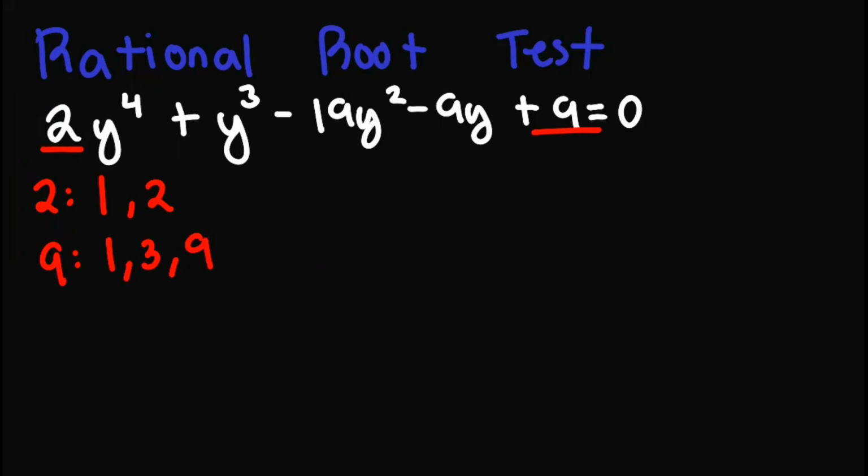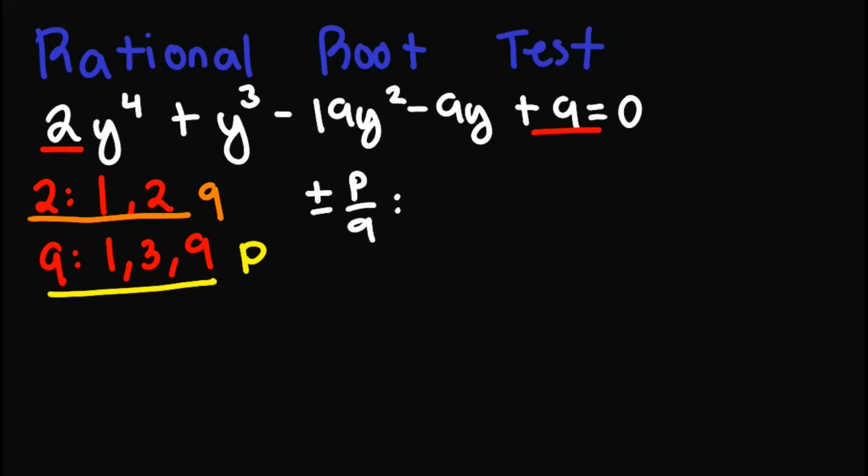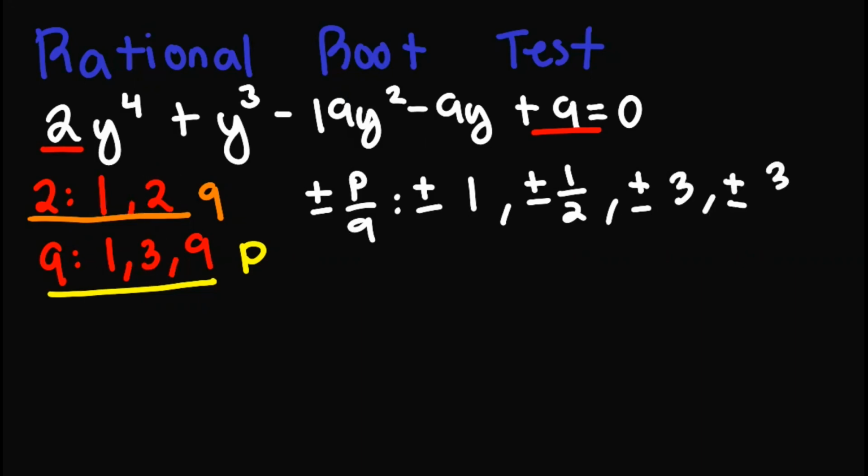Therefore, the factors of the constant represent the P, and the factors of the leading coefficient represent the Q. So the possible rational roots are positive, negative: we first have 1 over 1, so that will be 1. Then 1 over 2, so that is positive, negative 1/2. Then 3 over 1, so that's 3. Positive, negative 3 over 2. Next, positive, negative 9 over 1, so that is 9. And lastly, positive, negative 9 over 2.